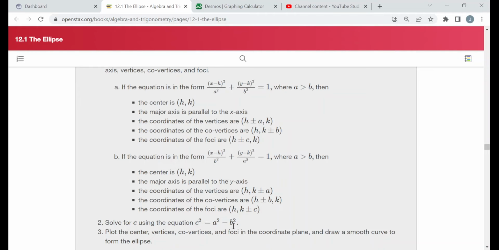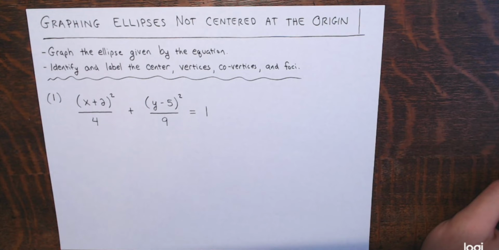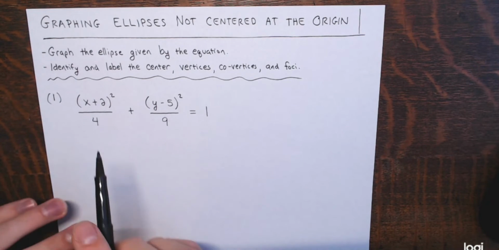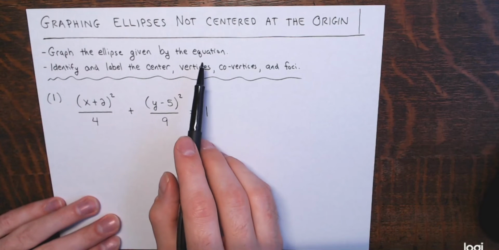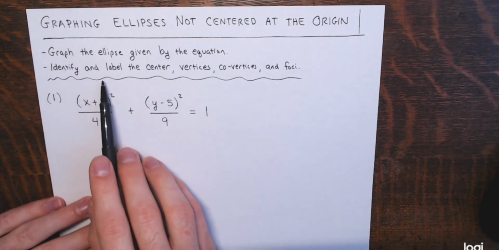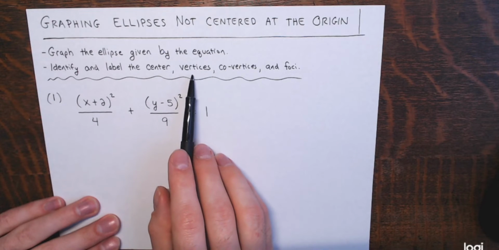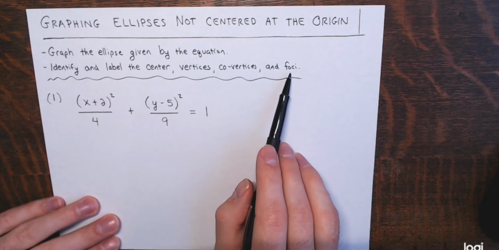So I'm just going to get right into it. Like I said, we're given equations of ellipses that are not centered at the origin. We're asked to graph the ellipse and identify the center, the vertices, the co-vertices, and the foci.